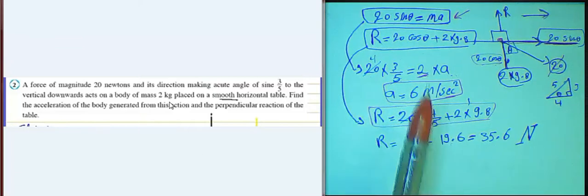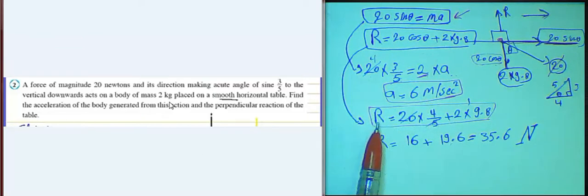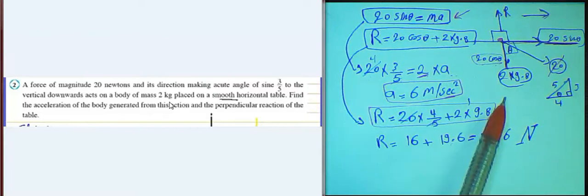Find the acceleration first and put it in this equation, and the reaction equals 20 cosine theta plus 2 multiplied by 9.8, and then find the reaction in newtons. You want to find the reaction in newtons.